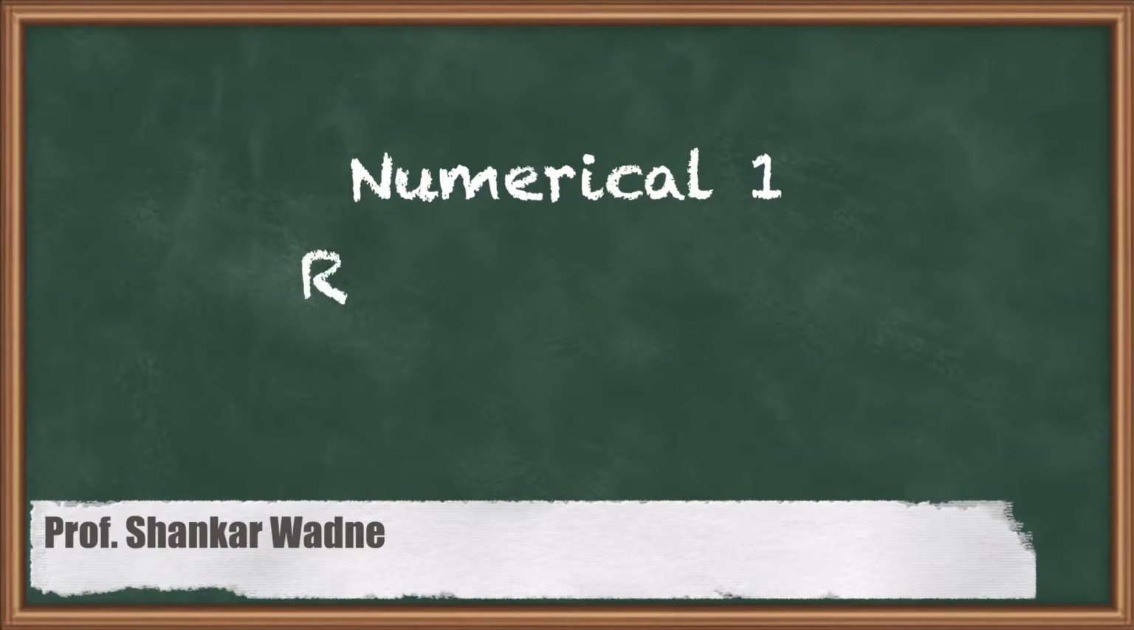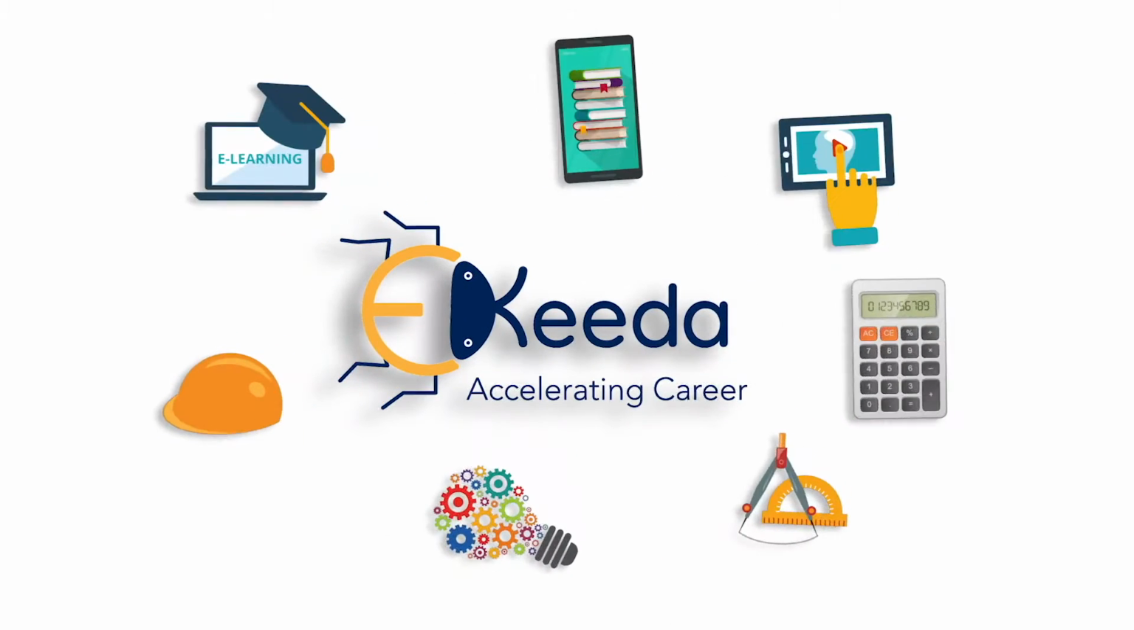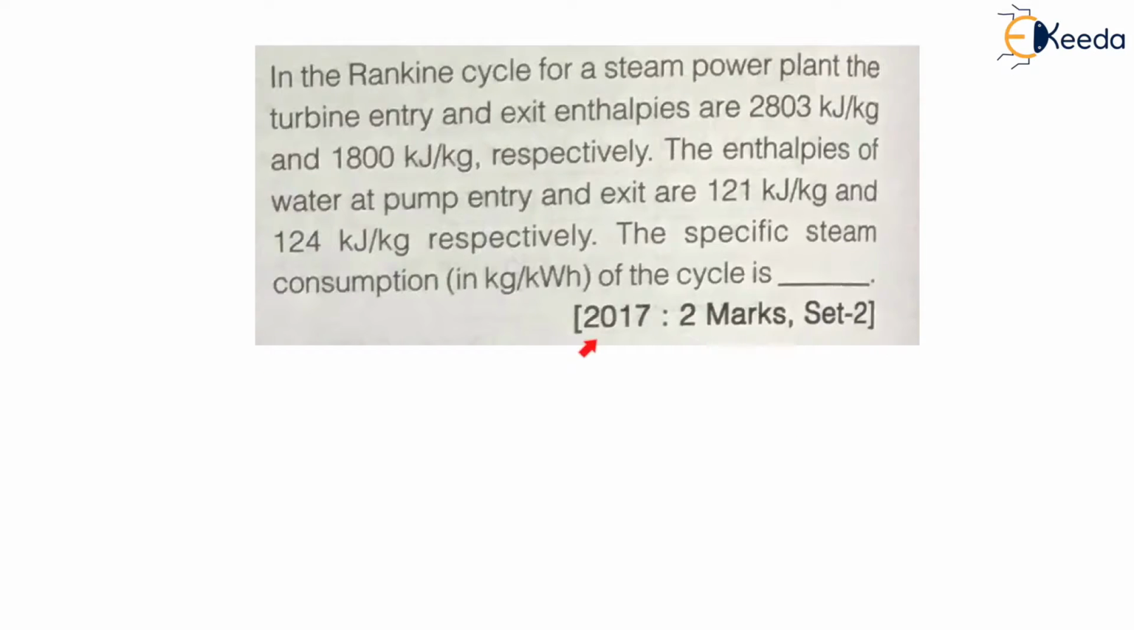Hello my dear students, in this lecture we are going to see one previous year GATE numerical. This question was asked in GATE 2017 for 2 marks in set 2. This question is based on Rankine cycle. Now let us understand this question.